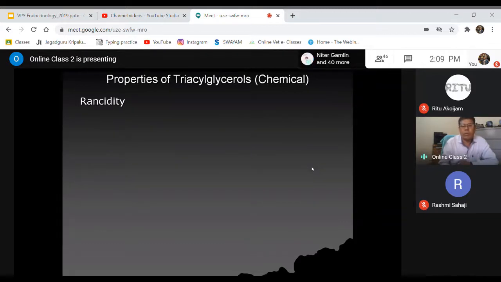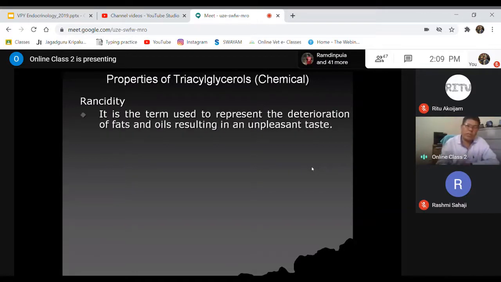Rancidity is because bacterial enzymes or molecular oxygen can attack the triacylglycerols to break the fatty acids from the glycerols, or molecular oxygen can also act on the double bonds through the formation of epoxides. So that is the deterioration. Rancidity is just the deterioration of the triacylglycerols.